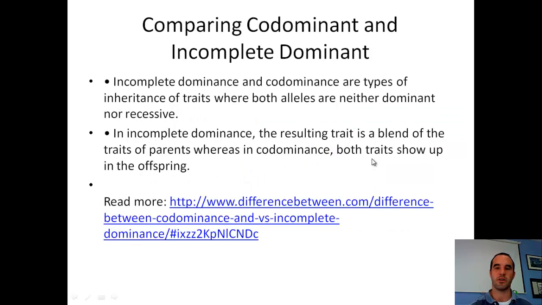Okay, so now you're probably like, huh? That doesn't make very much sense. Codominant seems very similar to incomplete dominant. Just reading the definitions, it does seem very similar. One way to set the two apart: incomplete dominant and codominant are both types of inheritance where both alleles are neither dominant nor recessive. In incomplete dominance, the resulting trait is a blend of the traits of the parents, whereas in codominance, both traits show up in the offspring. You can read more about it at that web link if you want to.